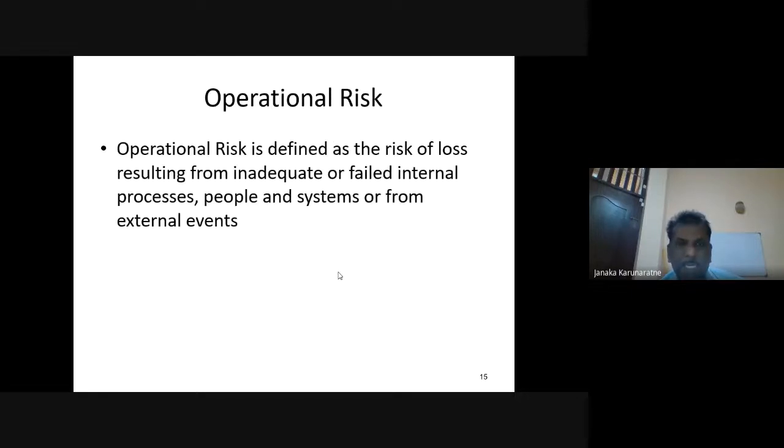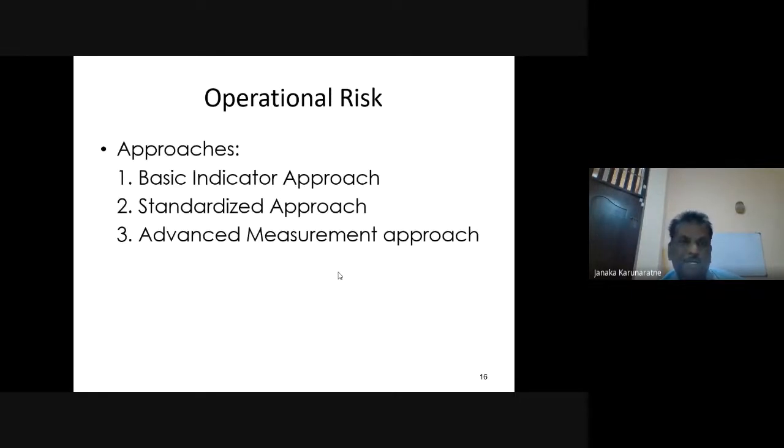There are three approaches: the basic indicator approach, the standardized approach, and the advanced measurement approach. I think most banks here locally follow the basic indicator, a very simple approach. The standardized approach is an extension of the basic indicator approach. There is no significant difference. We will discuss it a little bit. The advanced measurement approach is a much more advanced approach, which is based on models like in the other two risk categories.